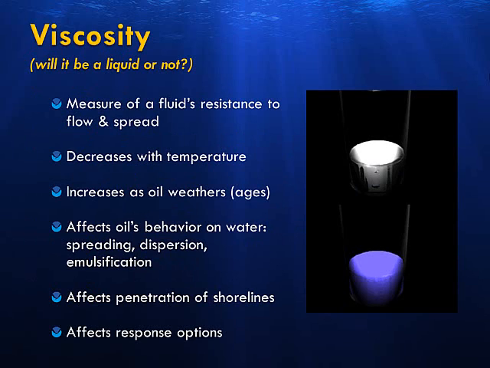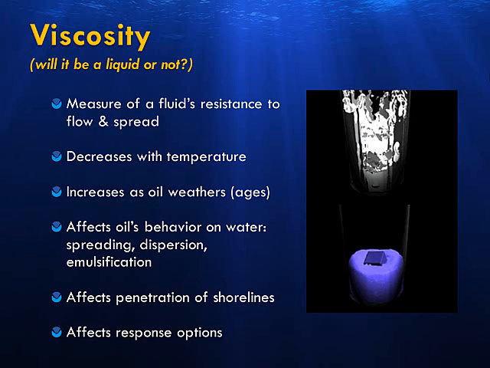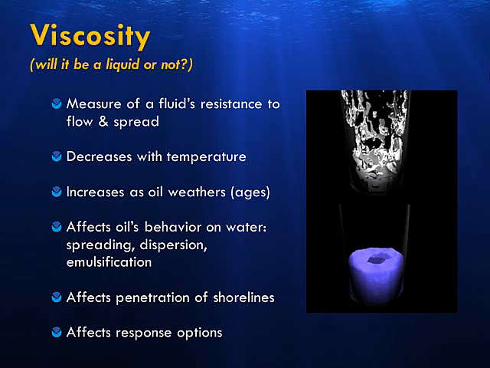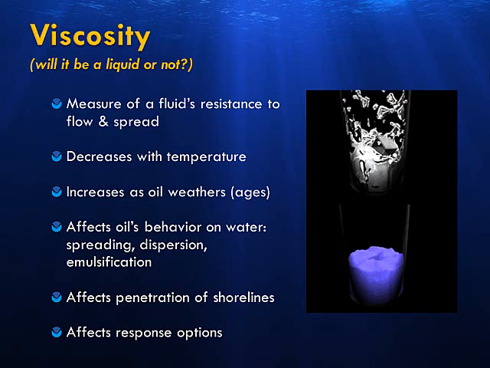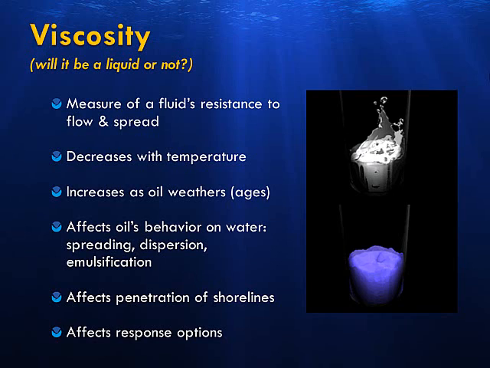Viscosity. This is how much of a liquid it is, how pourable a liquid is. It's a measure of the fluid's resistance to flow or spread. It's temperature dependent, so obviously if you have a jar of honey in your refrigerator, it's going to be pretty thick and slow to pour, but if you heat it up a little bit, to 75, 80 degrees, it's going to pour much more easily. That's the temperature effect on the honey's viscosity.